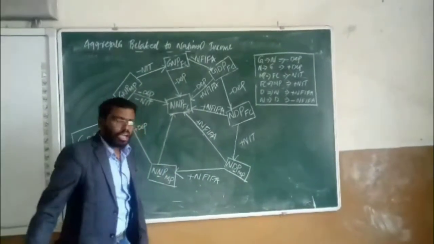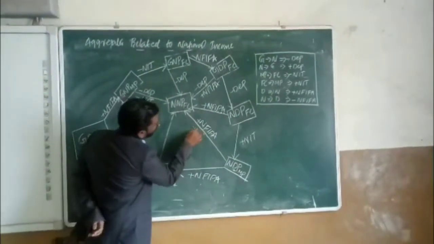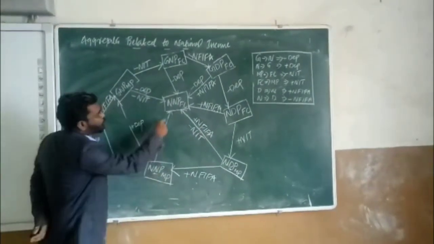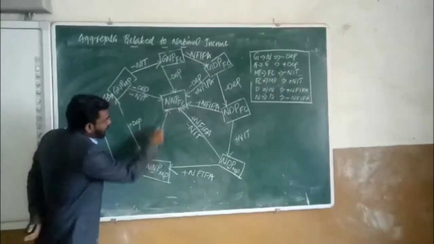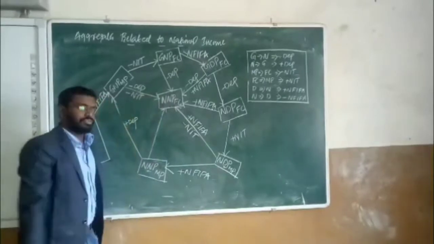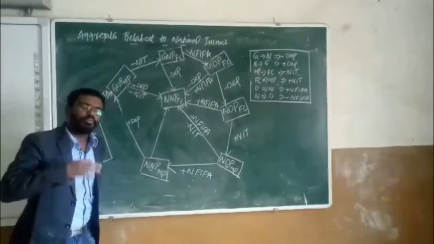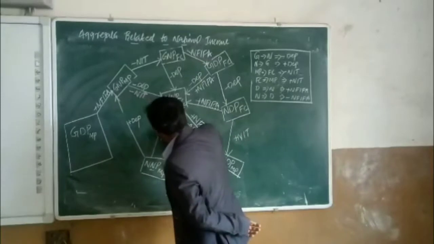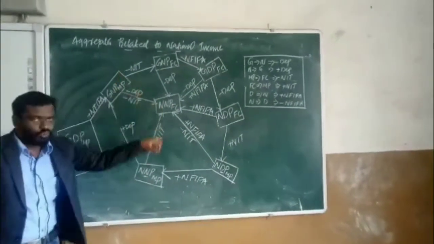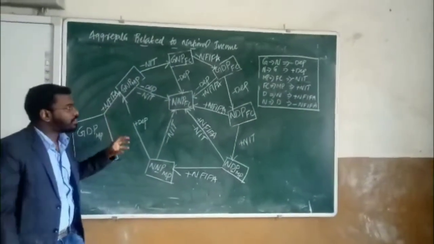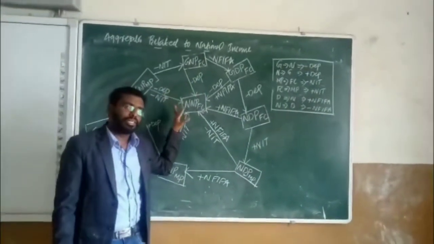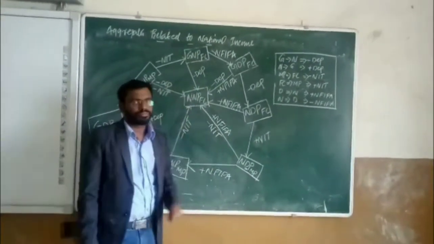into FC. How can we convert MP into FC? Minus NIT. Next one, NNP-MP into NNP-FC. Both are NNP concept. Here it is MP, here it is FC. So how can we convert MP into FC? By subtracting NIT. Okay, just observe this one. If you understand this concept, then this one will become very easy for you.